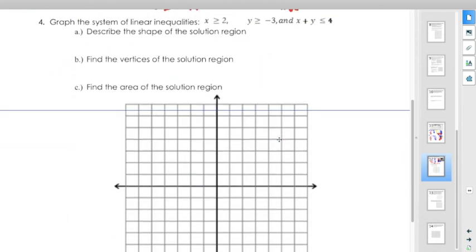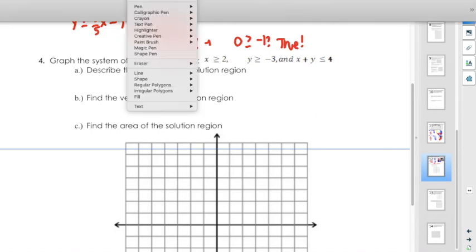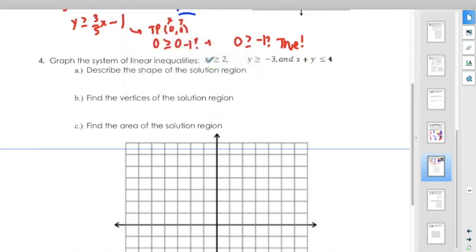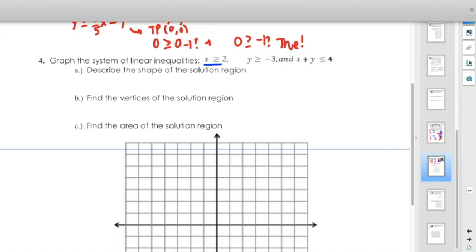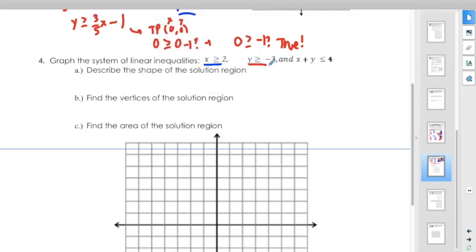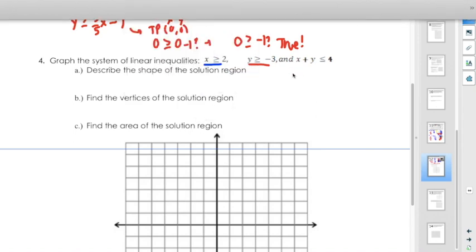All right, last question. Try and make this one quick. Graph the system of linear inequalities. We have 3 different linear inequalities, so we're going to need 3 different colors. So we'll do this one with blue. We'll do the second one with red, and then we'll do the third one with green.